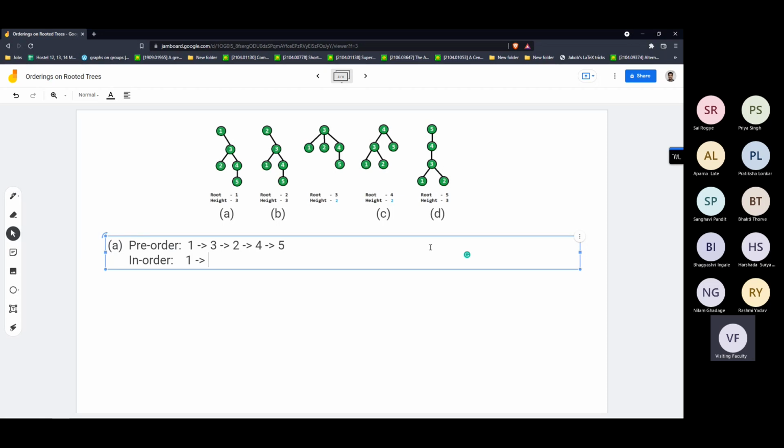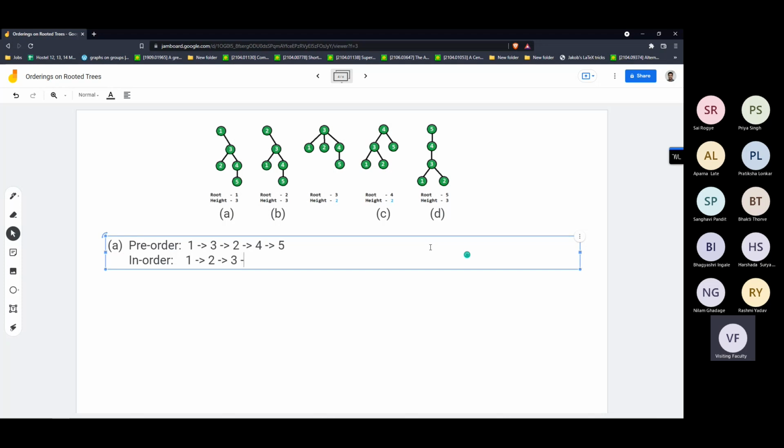What is the rule now for in order? You have to write the right subtree of one. But in doing the right subtree of one, you again have to use the same rule, no? So then 2 will come. Correct. So 3 is the root of the subtree, and now again left subtree, root, right subtree. So you write 2 first. So that's the left subtree. Then the root is 3.